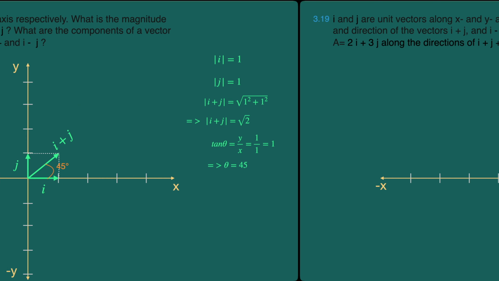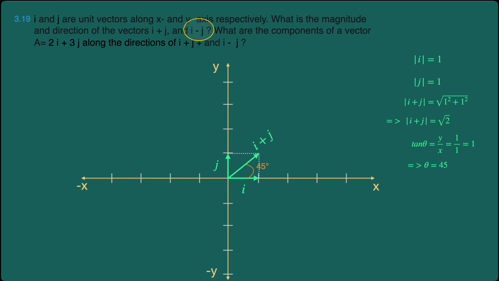Now, let's move on to the vector i minus j. Subtracting j is the same as adding minus j, which is a unit vector directed downward along the negative y-axis. Again, we'll use the parallelogram method. We have already drawn the vectors i and minus j from the same origin. Now, complete the parallelogram. The diagonal represents the resultant vector, i minus j.